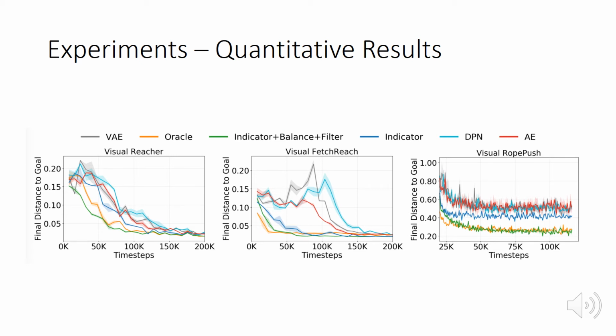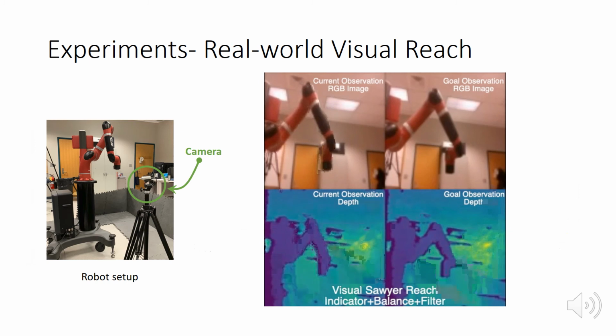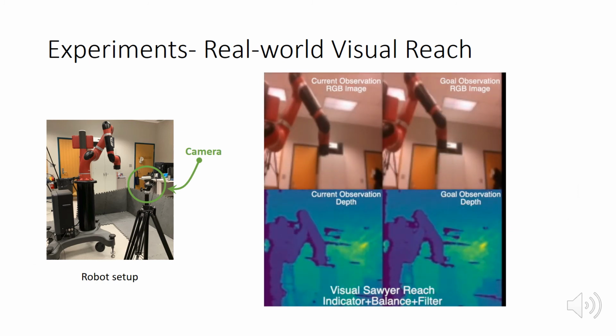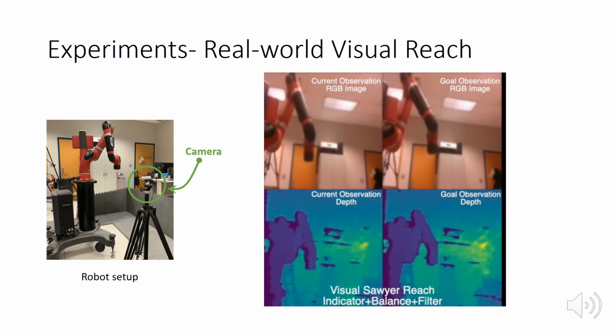Here, we show quantitative results on more environments with RGBD images as observation. Our method consistently outperforms the baselines and is comparable to the Oracle, which uses the state-based ground truth rewards. Finally, we show that our method works well on a real-world reaching task on a Sawyer robot with visual input. It can reach to an accuracy of 5 centimeters.